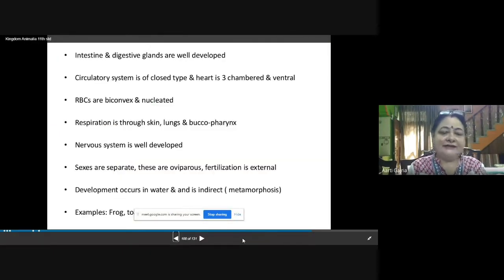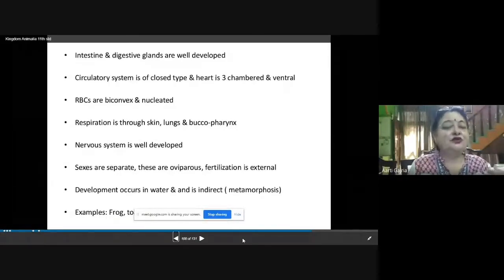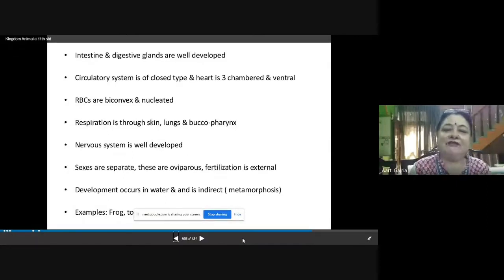Intestine and digestive glands are well developed. They have a very good digestive system, and the intestine is present, digestive glands are present, because they are depending on the meat of other animals. So they need to digest that meat. So to digest that, they have a well-developed digestive system, alimentary canal.